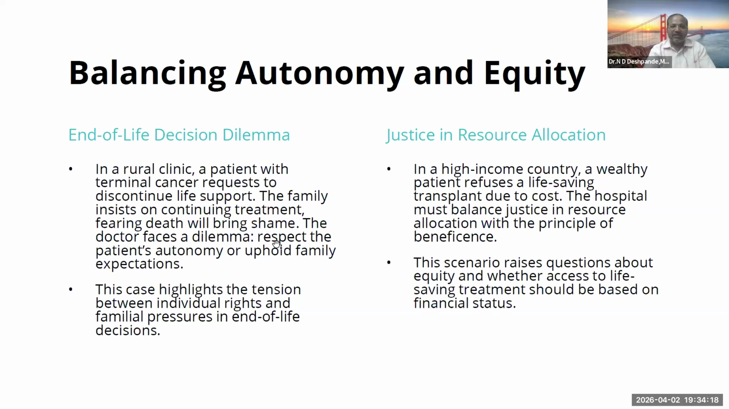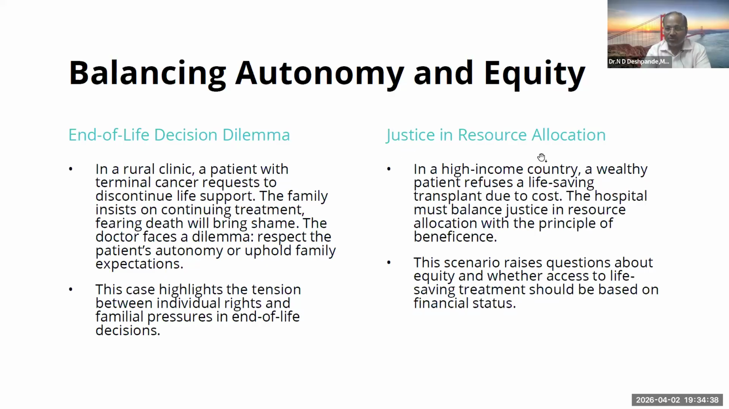We have to respect the patient's autonomy or uphold the family expectations. These kinds of dilemmas usually happen at the end of life. This case highlights the tension between individual rights and family pressures in end of life situations. And decisions have to be taken based upon these four pillars of principles.